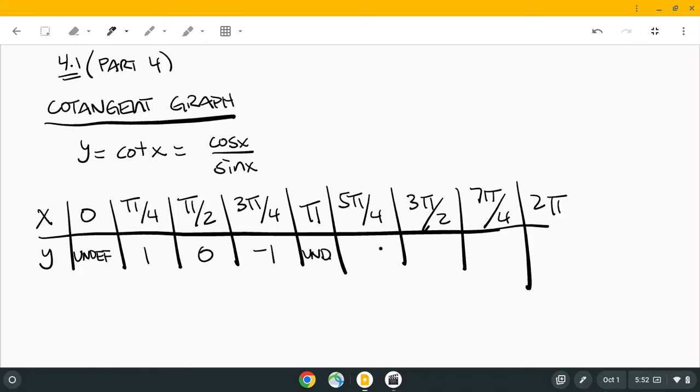At 5 pi over 4, we are in quadrant 3. Cosine is negative in quadrant 3, and sine is negative in quadrant 3, so this will be positive 1. At 3 pi over 2, sine is negative 1 but cosine is 0, and 0 over negative 1 is 0. At 7 pi over 4, cosine is positive but sine is negative. And back to 0, so we are undefined.